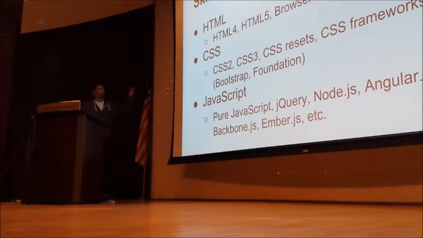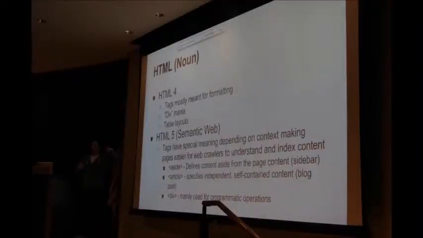So the three basic skills are going to be HTML, CSS, and JavaScript. For HTML, it used to be HTML4. HTML5 has come out and has some cool features that make it really easy to do certain things. And then knowing some browser quirks. Now, some frameworks like jQuery kind of take care of these browser quirks. Like Microsoft Internet Explorer will do stuff differently than Firefox or Google Chrome.